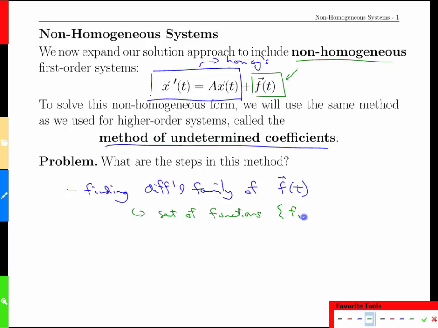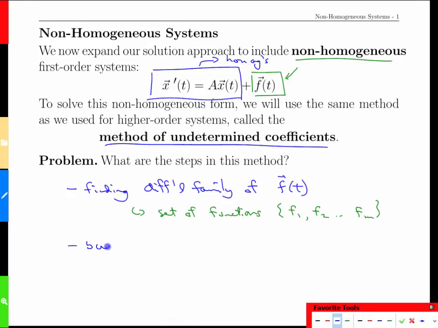So I'm going to call them f1, f2, and so on. And it might be, who knows, could be one function, could be many, we don't know. Depends on what f is. Completely irrelevant what is in this side here. It's all about what's in f. From there, we can build the proposed solution.